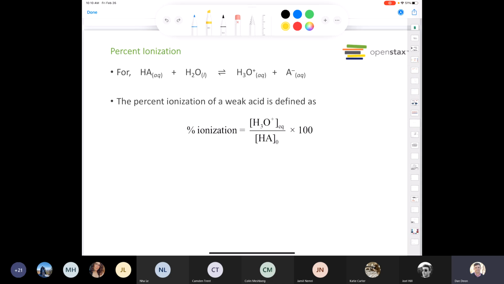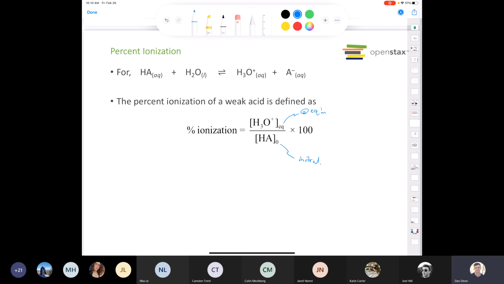So let's talk about what's called percent ionization. This is just another definition that you need to know. So let's say you have a weak acid. You put it in water, it dissociates to give you hydronium and the conjugate base. Well, we defined Kb already, but the percent ionization is where we have the concentration of the hydronium at equilibrium divided by the initial concentration of the acid. So that's what the 0 means. So initial concentration, and this is at equilibrium.